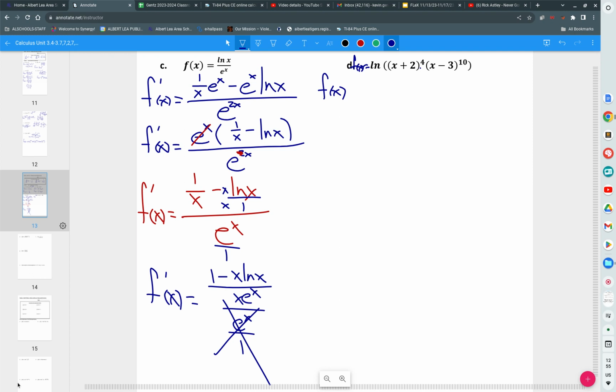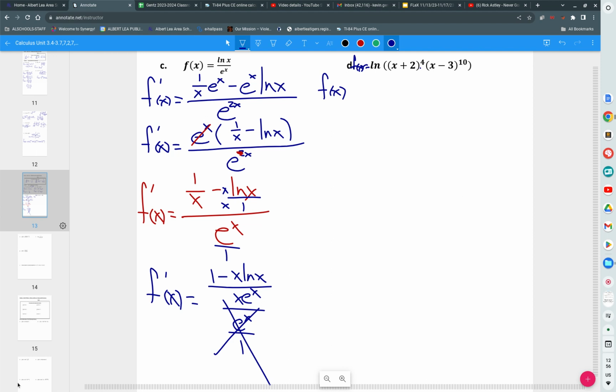Four times 10. I made that up. It might not be right, but that's okay. So here you move the 2x down in front. Does it have to stay in parentheses? Because these two things are being multiplied together, you should separate them as addition.